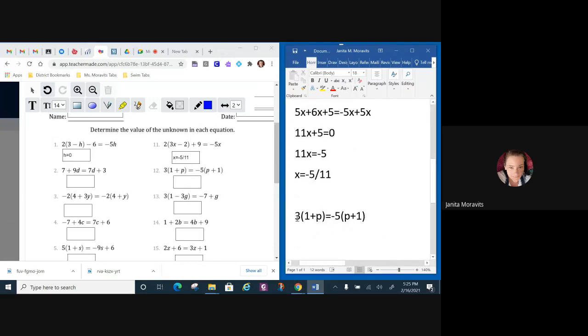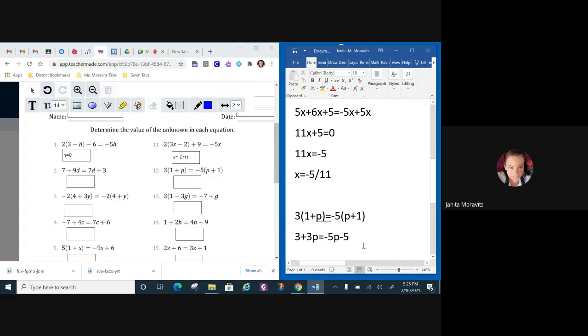Well, 3 times 1 is 3. 3 times a positive p gives you 3p. And all of that is equal to, well, negative 5 times p gives you minus 5p. And then negative 5 times a positive 1 gives you a minus 5.